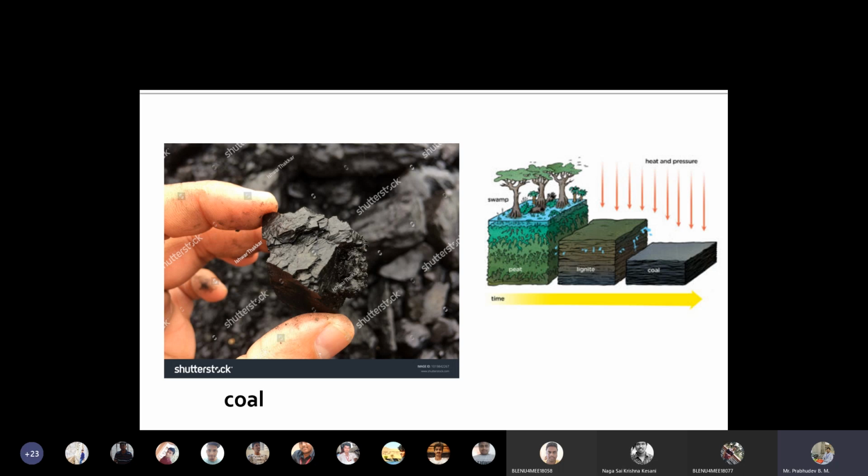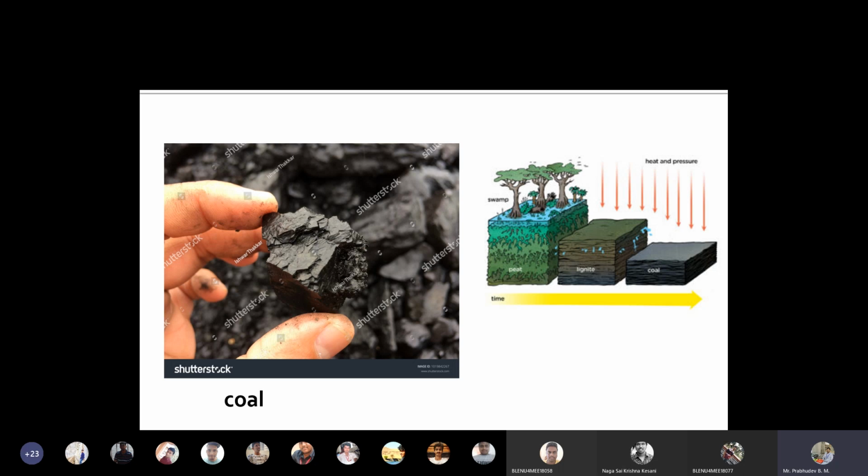First it will form peat, then lignite, then it becomes coal. These are classified based on their composition, that is, the quality of the coal. In the early stages, it will be in the form of peat, which has more moisture and more gaseous content. Then gradually, as time goes on, with the application of more and more pressure and heat, it will get converted into coal.